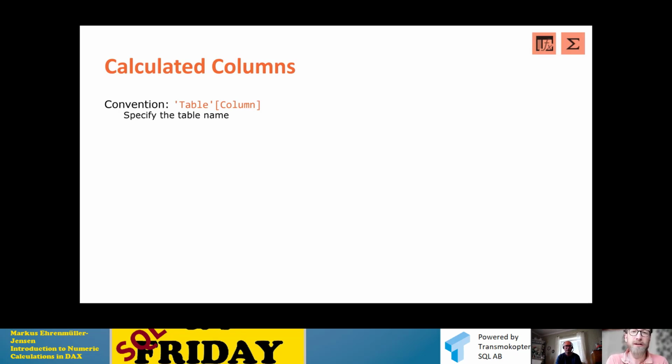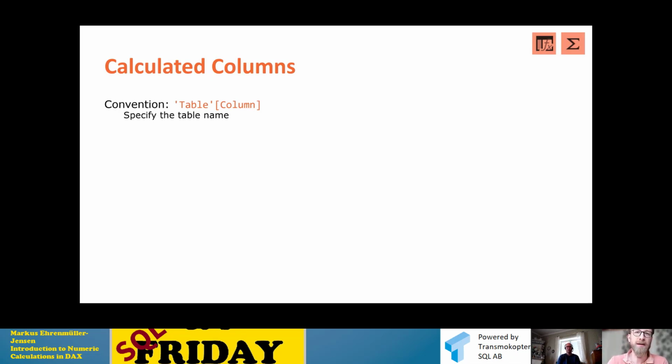Usually if we're referring to a calculated column, we always write a table name and the column name. The column name is in square brackets. The table name does not always have to be in single quotes, but I would recommend it. So if, for example, you have a table called Sales, it's not necessary to put it in single quotes. If you have a table like Date, which is a reserved keyword, then you have to put it in single quotes.